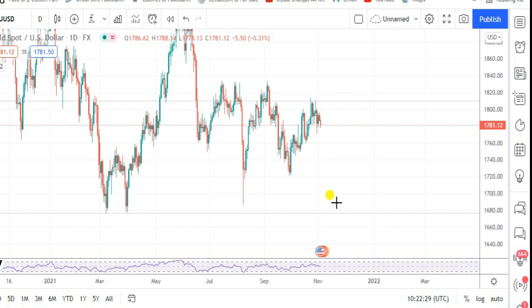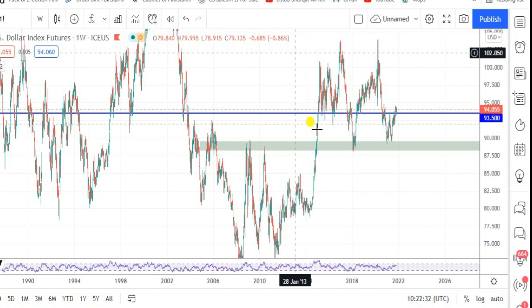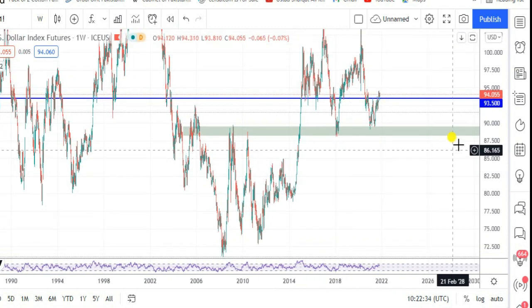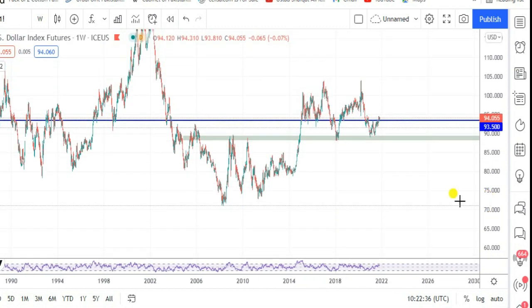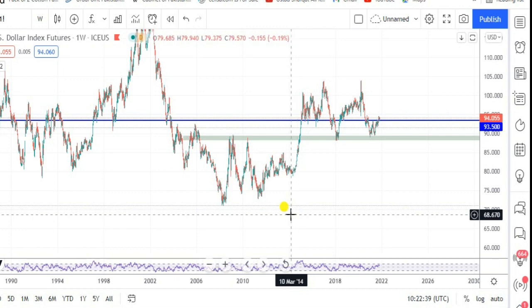So in this video we would start from the dollar, what the movements in the dollar are and what the possible positions in the dollar are. So we will start from the dollar.